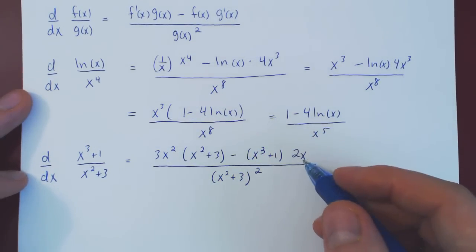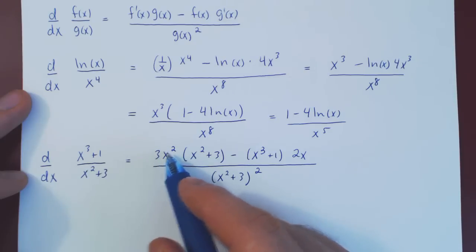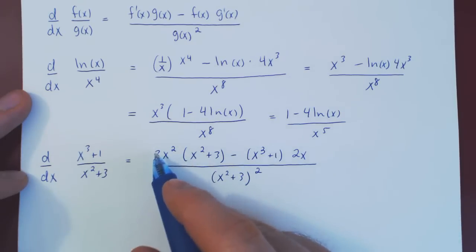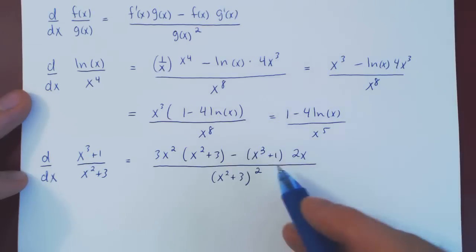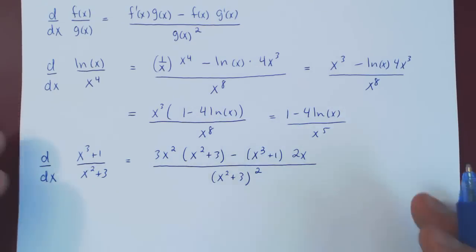I will leave the simplification here up to you. You can multiply or factor in x from both terms, then multiply the remaining terms and subtract and simplify your numerator. And again, I will leave this up to you.